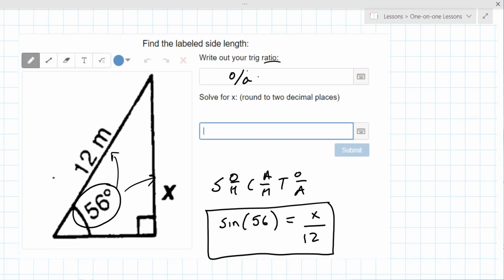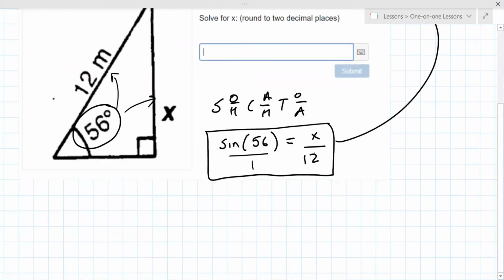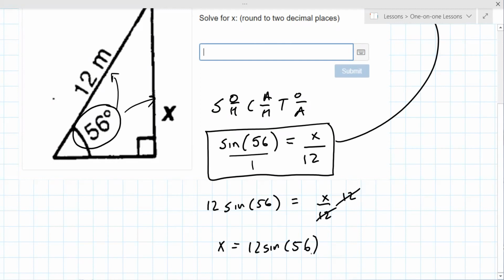Okay. Well, if that's the case, we know what goes there. To solve this for x, you have to get rid of the 12 here on the bottom. So you multiply both sides by 12, and that cancels the 12 there. Is that okay? I wasn't sure if you followed that. Yeah.